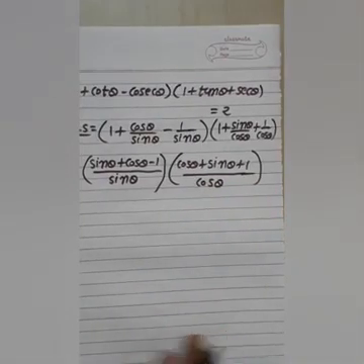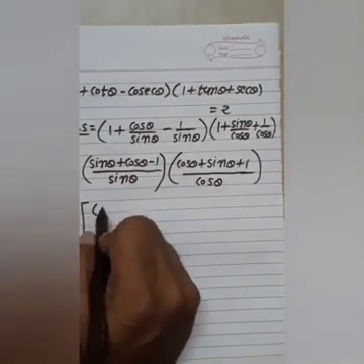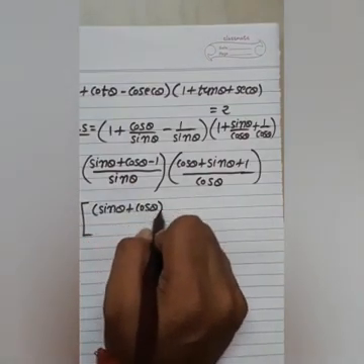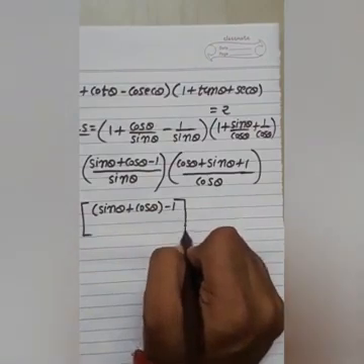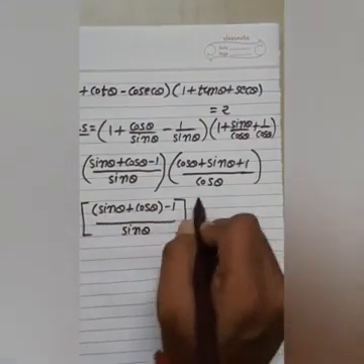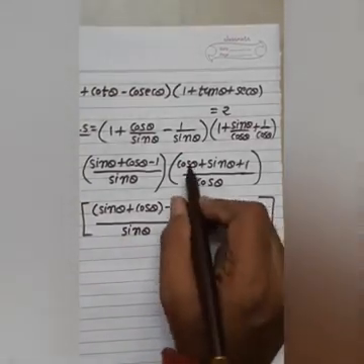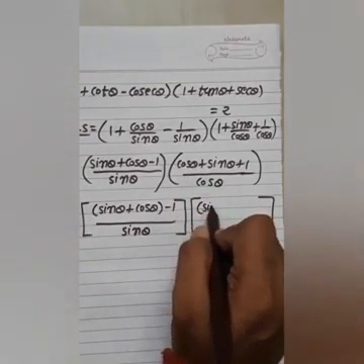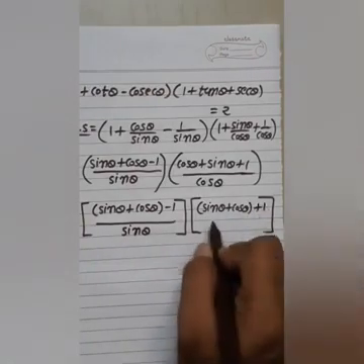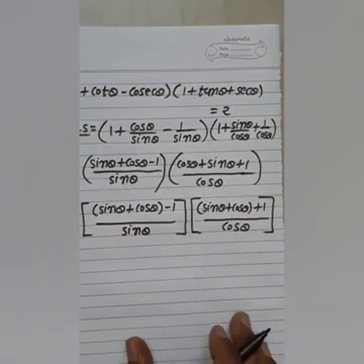Now here, both these terms we can write in brackets this way. So (sin theta plus cos theta minus 1) over sin theta, in another bracket (cos theta plus sin theta plus 1) upon cos theta. Now see here.